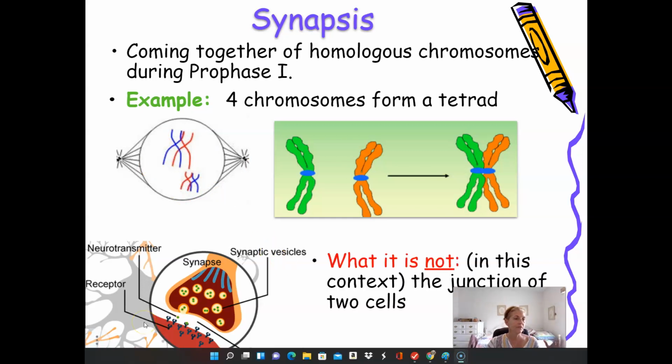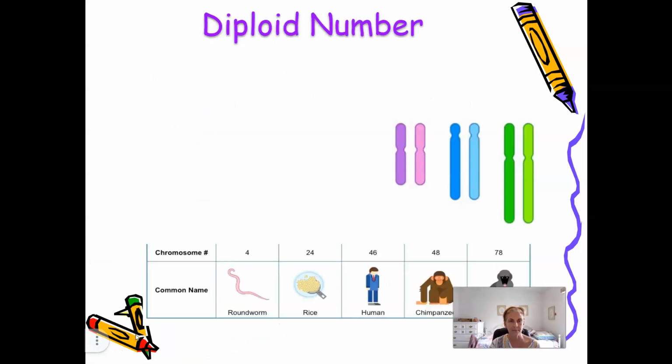What it could be confused with is a synapse referring to two cells coming together. So our cells can talk to each other by passing information sometimes, right? So we've talked about nerve cells communicating with other cells in our body. So this is a synapse between cells. So in this chapter, we're not talking about this type of synapse.